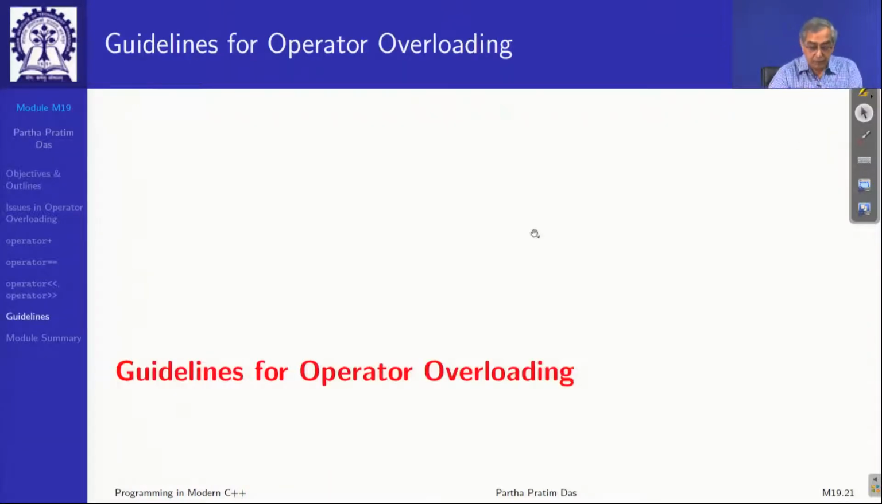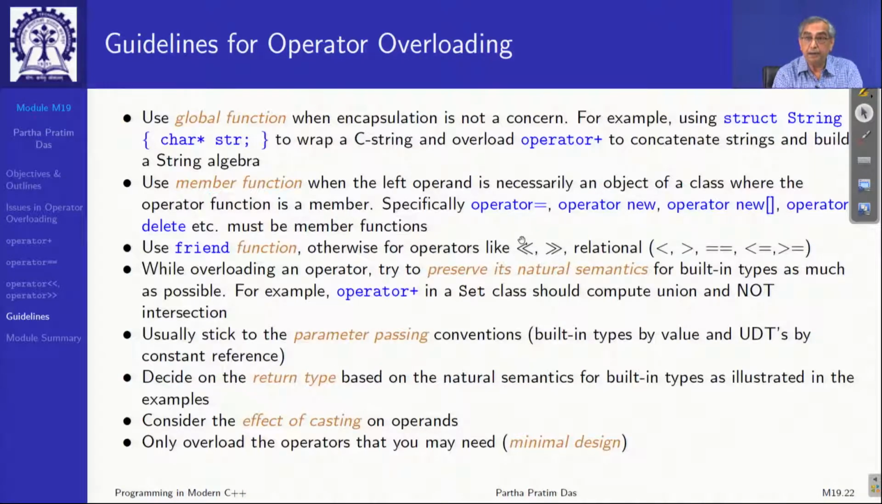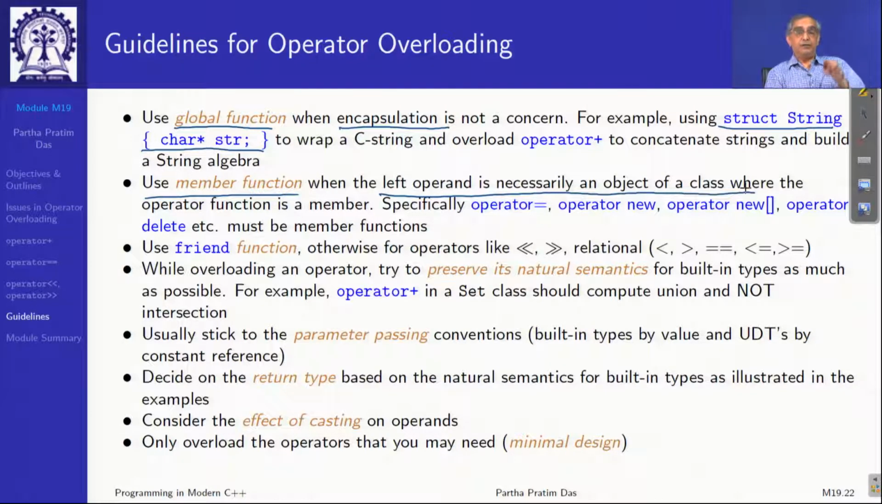So, this was about operator overloading. To summarize, here are some general guidelines. Out of the three options, what will you choose when? Right. So, you can choose a global function when you do not care about encapsulation, it is not a concern. For example, you are trying to write something for a struct in C++, which means there is no hiding, no encapsulation. So, then you can just use a global function to keep things simple. You will have to use a member function when the left operand is necessarily an object of the same class for which you are overloading the operator. Then you can use a member function.